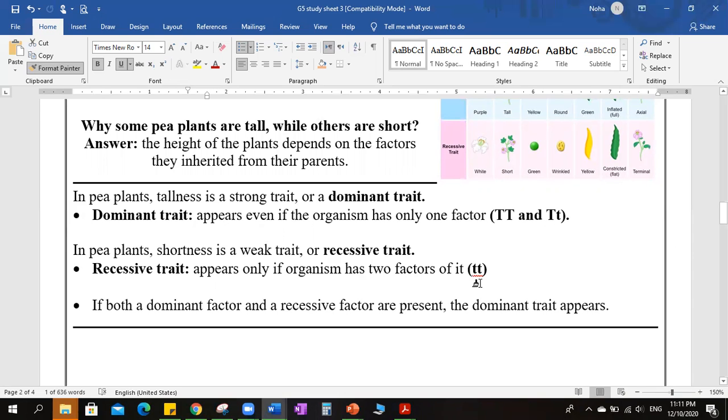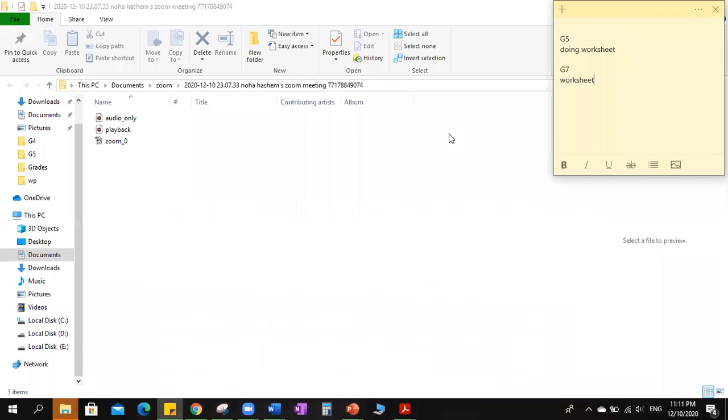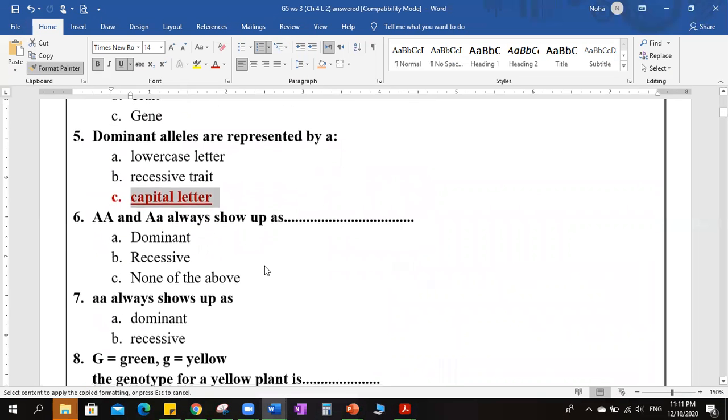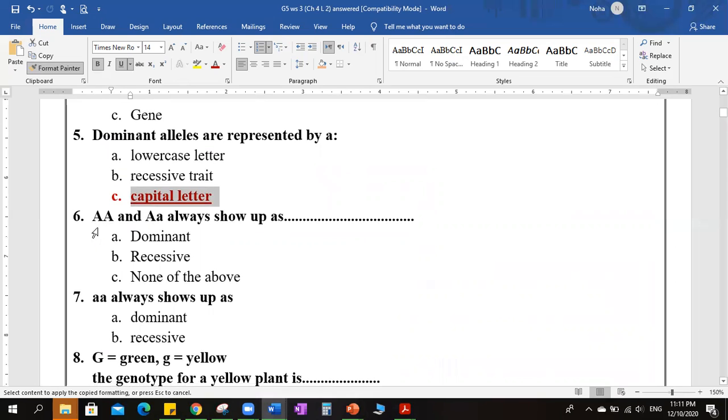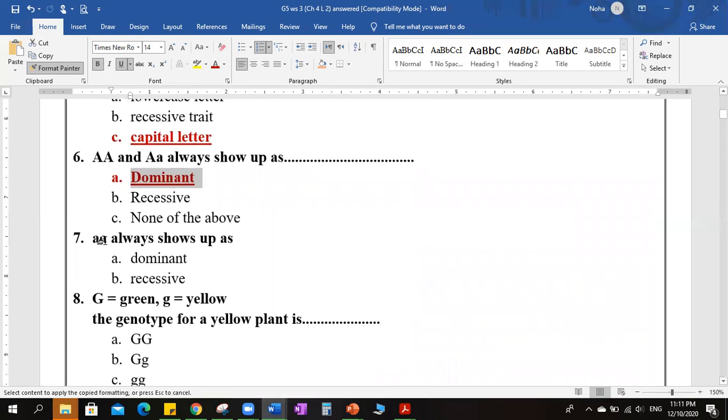No dominant trait with it. Now back to the worksheet. So in the next question it says 2 A capitals and 1 A capital, 1 A small always show up as, that's right, dominant trait. That means 2 A small will always show up as recessive trait.